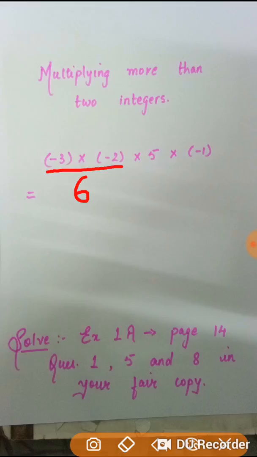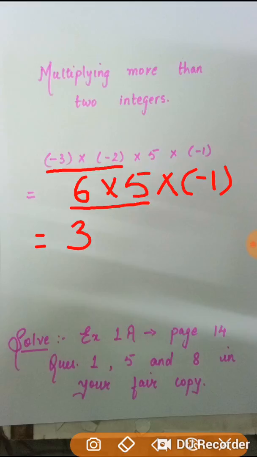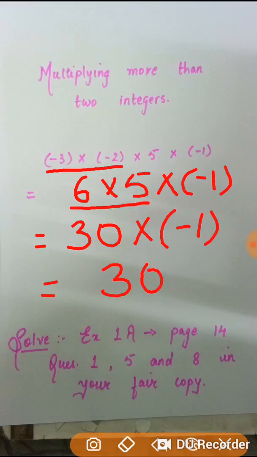Then we continue by multiplying this with 5 into -1. Now 6 into 5 will give you 30. Now 30 multiplied by -1 will give you 30 into 1 as 30, and positive into negative will be negative. So in this way you can multiply more than two integers also.